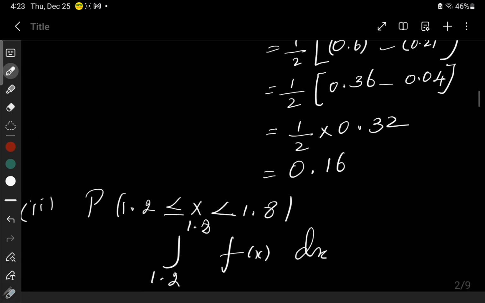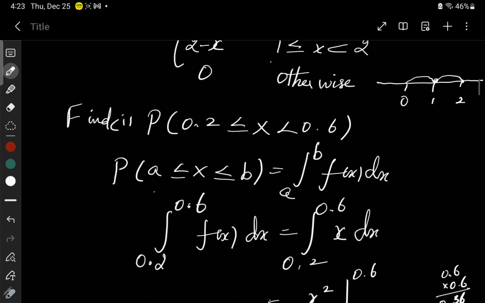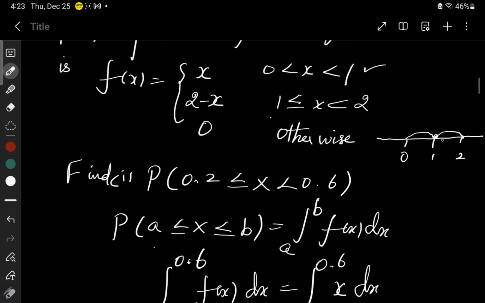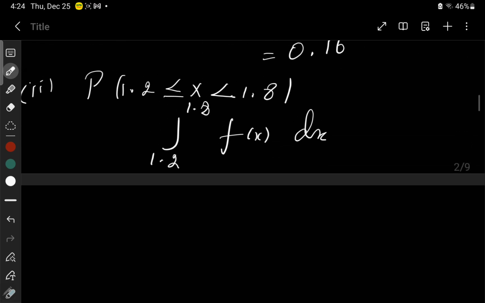So just see where this limit applies here, the range. 1.2 to 1.8, that is in between 1 and 2. So in that case I have to take the second function, 2 minus x. So f of x is here 2 minus x, integrated from 1.2 to 1.8, dx.